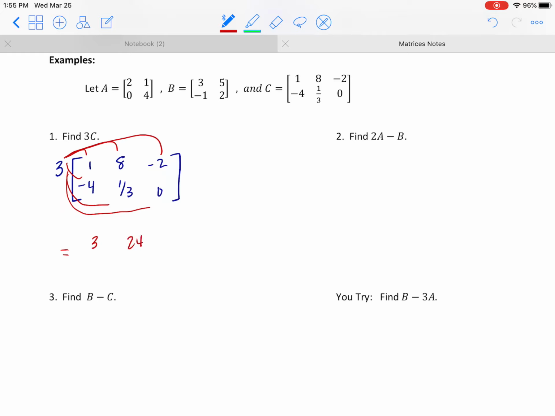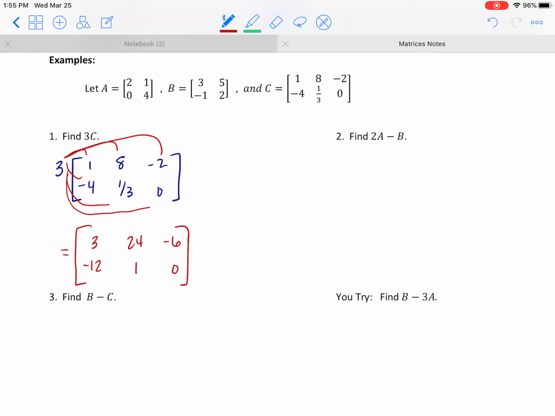So 3 times 1 is 3. 3 times 8 is 24. 3 times -2 makes a -6. 3 times -4 is -12. 3 times a third, or a third of 3, so it's going to be 1. And then 3 times 0 is 0. Okay, so simple as that. If we're multiplying by a scalar, it's just distribution. It's just multiplication by each of the elements.